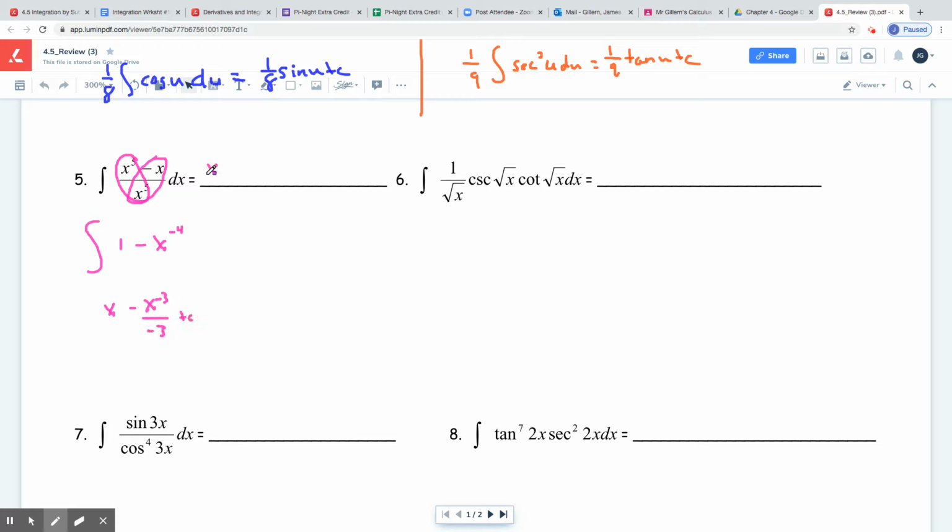So my answer is x. The two negatives makes it a positive. This I'm going to move to the bottom. So it's 1 over 3x cubed plus c. All right. So you're definitely going to have one like this where you got to split up. And you're definitely going to have one like number 2 where you don't have to do any substitution.